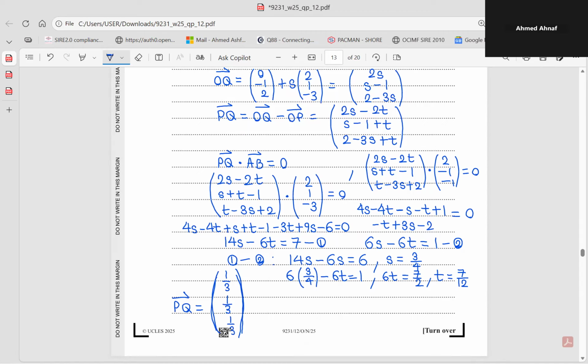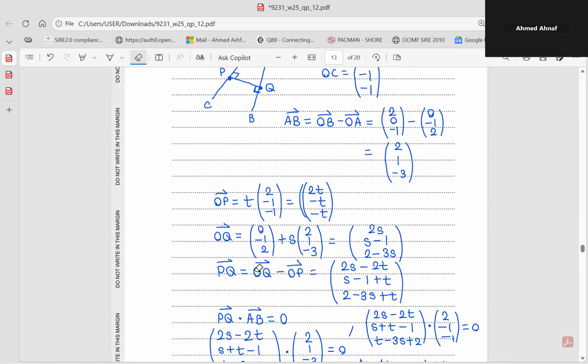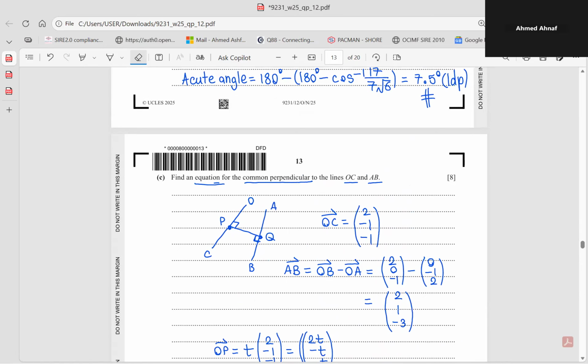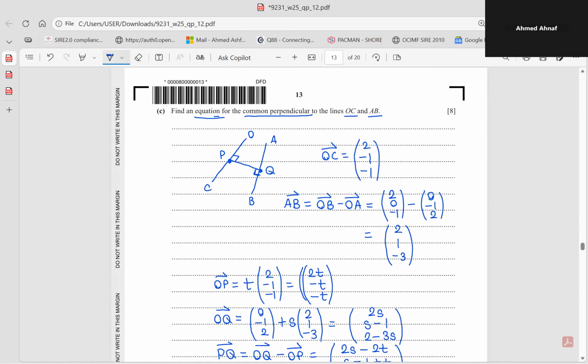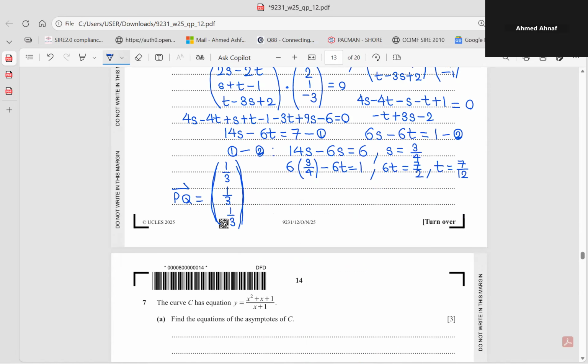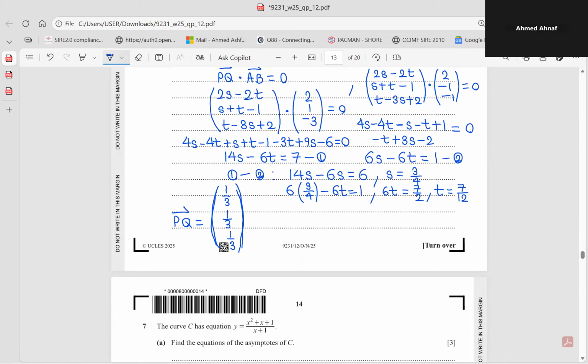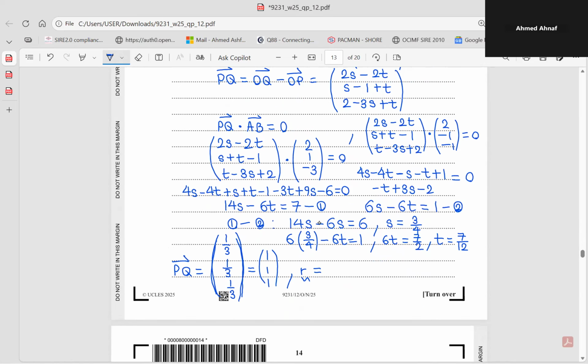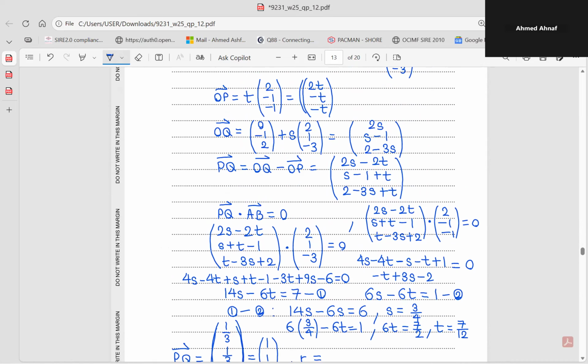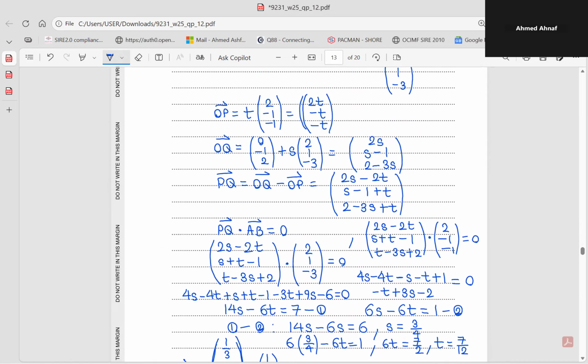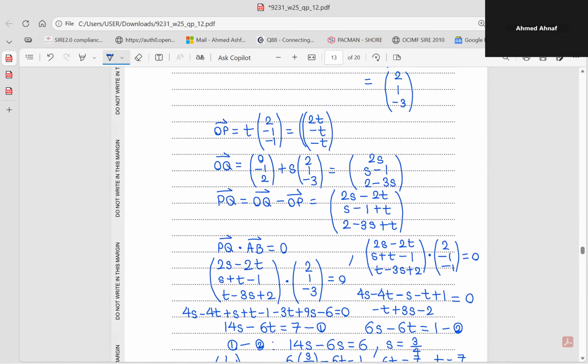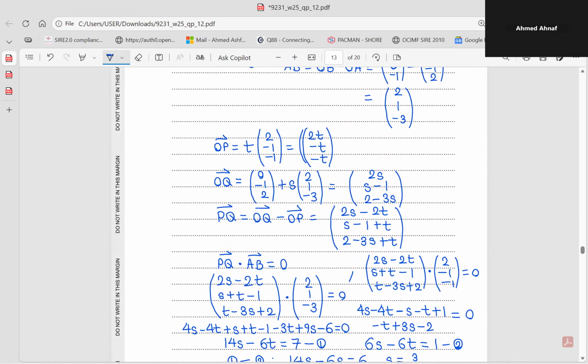That's 1 over 3. You need a point that lies along the common perpendicular, aka PQ, so we can take OP as that point. And you need the direction vector, the general direction vector along PQ. So it doesn't have to be 1 over 3, 1 over 3, 1 over 3. You can simplify it to just 1, 1, 1. So therefore, the vector equation is just going to be OP. Oh, I didn't find OP. That's okay. OP is pretty simple.